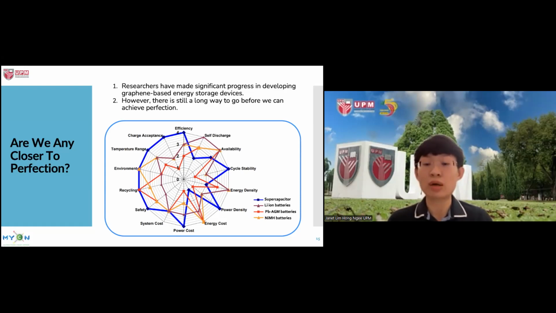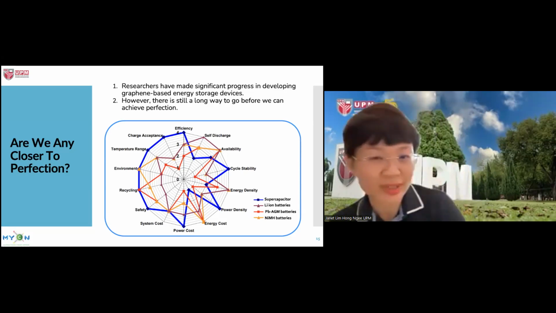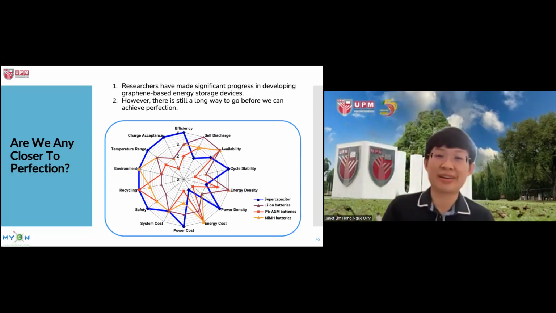Okay, but as of now, looking at the spider web graph, you know that the supercapacitor is able to achieve some of the factors that influence the perfection, such as safety, recyclability, environment, temperature range, charge acceptance, efficiency, cycle stability, power density, and also power cost. Don't mind me reading it because I just find that these factors are really interesting.